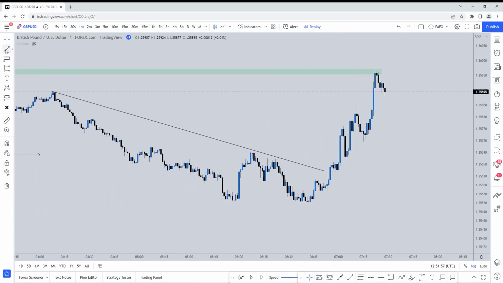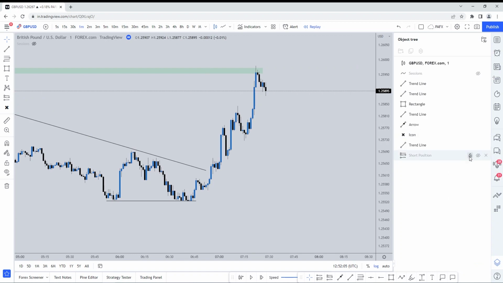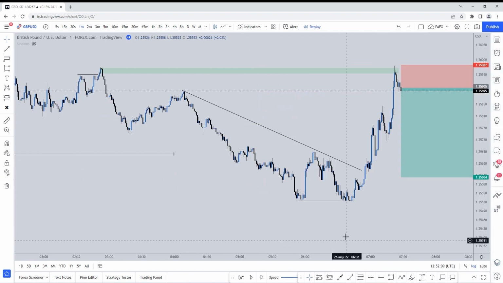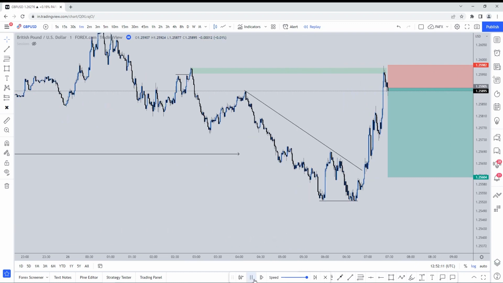But as you can see, price had these equal lows, so it's a magnet for price, institutions hunt those, right? So this was our position, and let's see how the trade went.